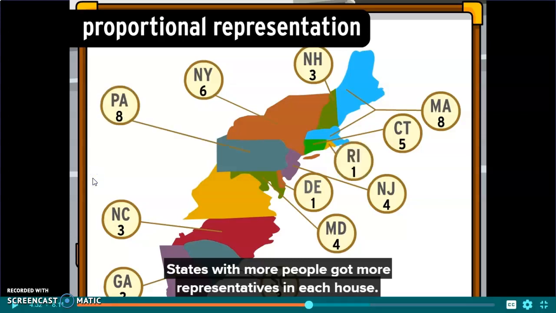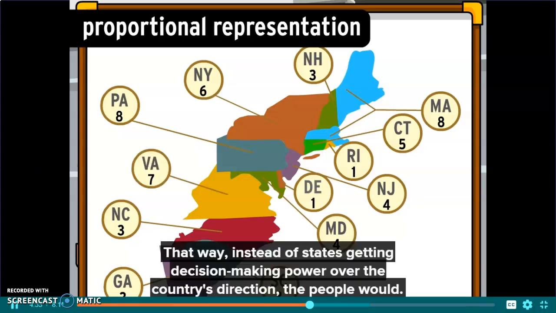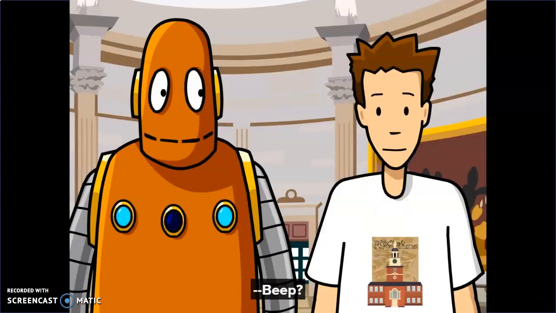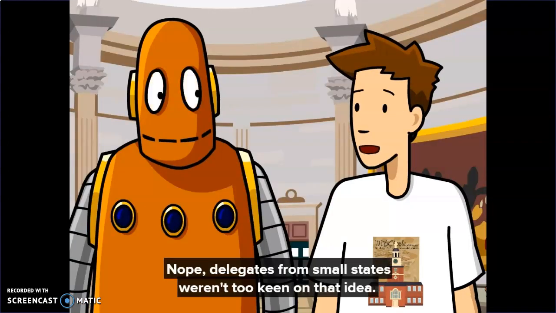So remember, Virginia Plan, it benefits large states with large population, and that equals more representation, and that's really strong because it's more power in Congress to pass laws they like. That way, instead of states getting decision-making power over the country's direction, the people would. Nope, delegates from small states weren't too keen on that idea.